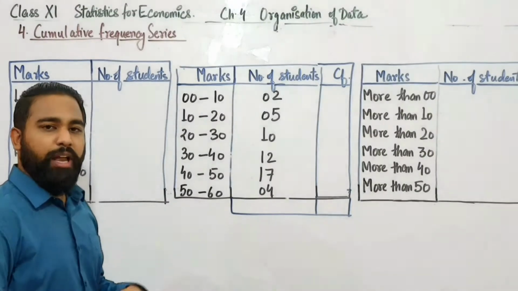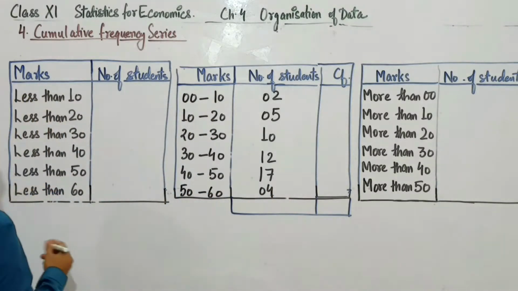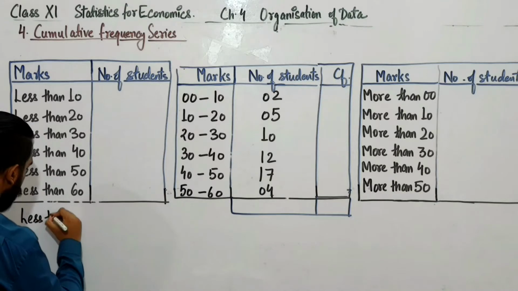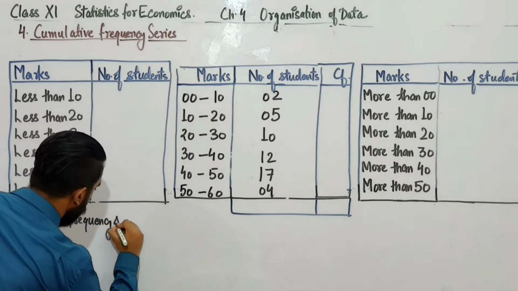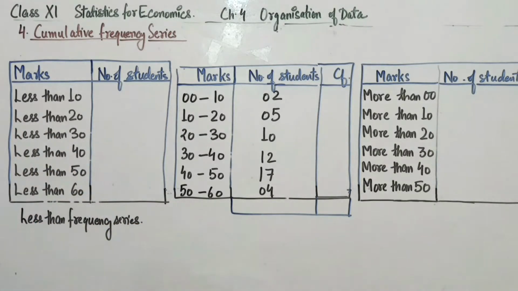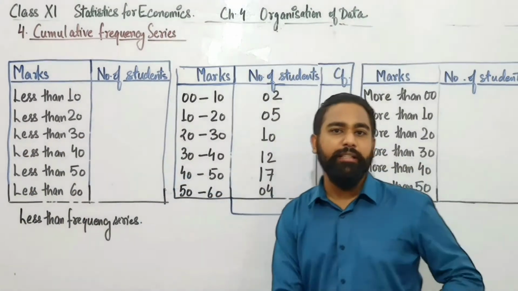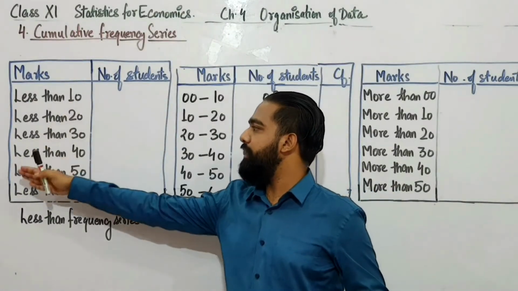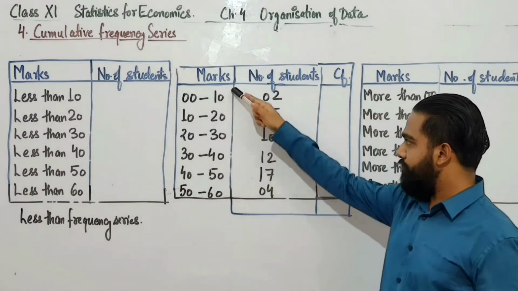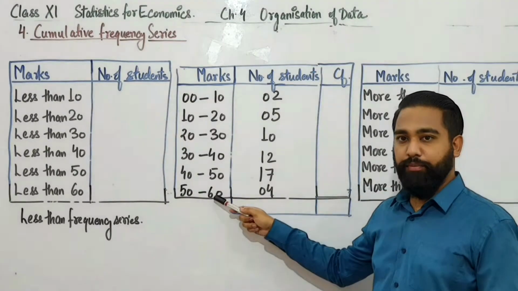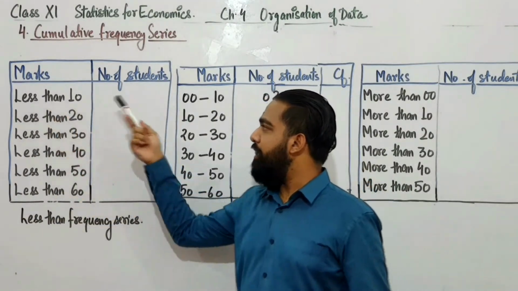Now, sometimes it's being asked to convert this series into a less than frequency series. Now, what is a less than frequency series? Students, in a less than frequency series, the class intervals are like less than 10, less than 20, less than 30, less than 40, 50 and less than 60. Basically the numbers, or we can say the upper limits, are being written here, and before that there is a term less than. So you have less than 10.